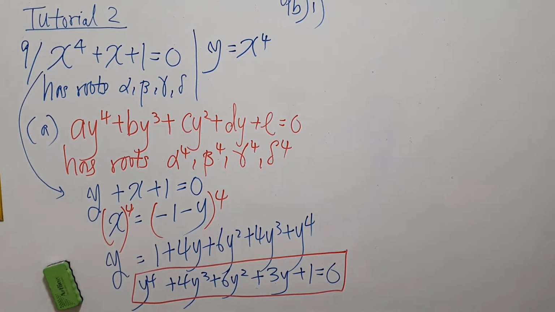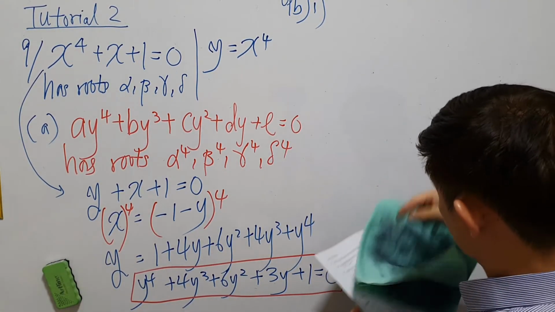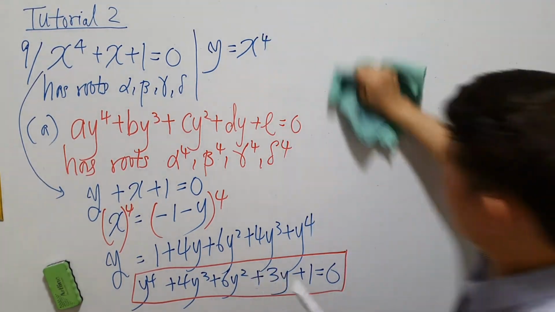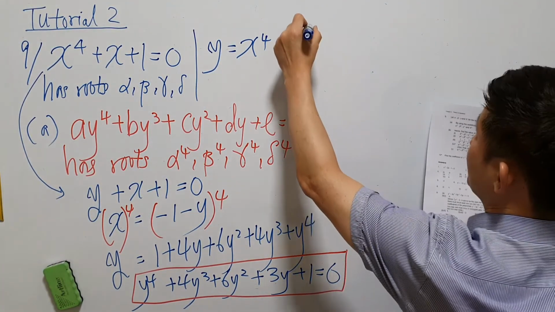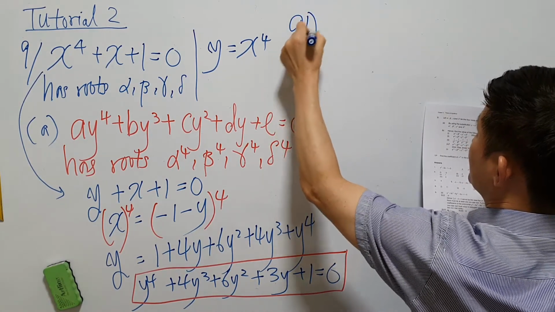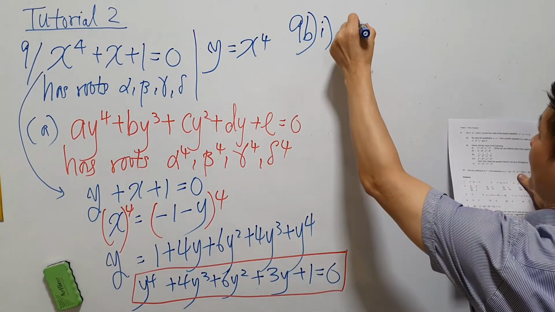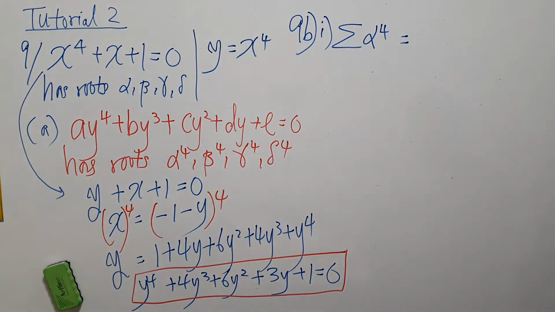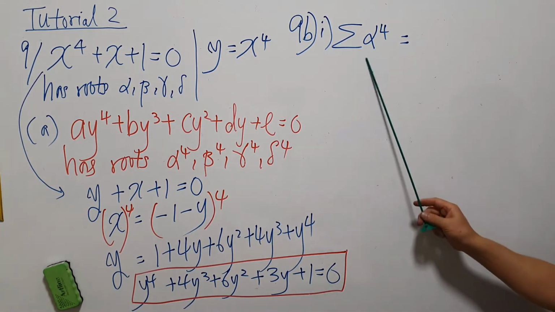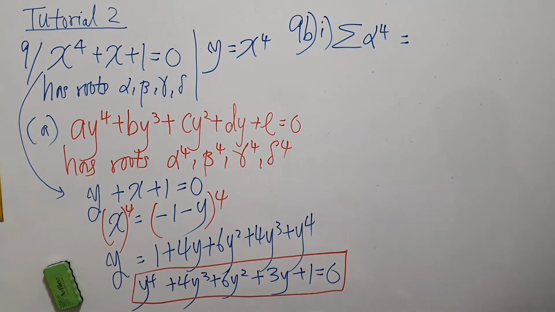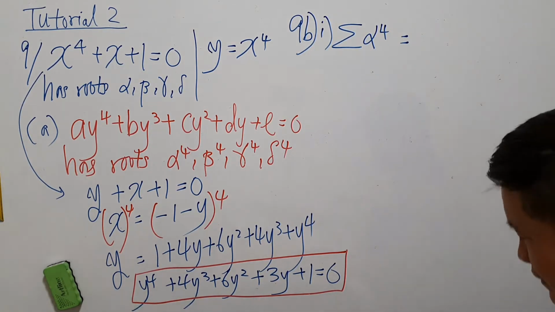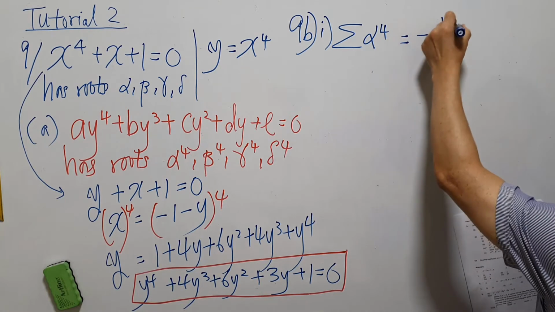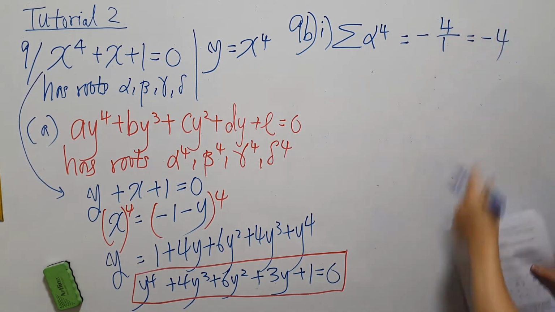It's too high. Let me rewrite this. Okay, 9b part 1. In 9b part 1, you are actually asked to find the summation of alpha to power 4. Okay, how do you find the summation of alpha to power 4? Based on this equation, this is the same as find the sum of the roots of this equation, and this is supposed to be minus b over a. So it's minus b over a, so that gives you minus 4.